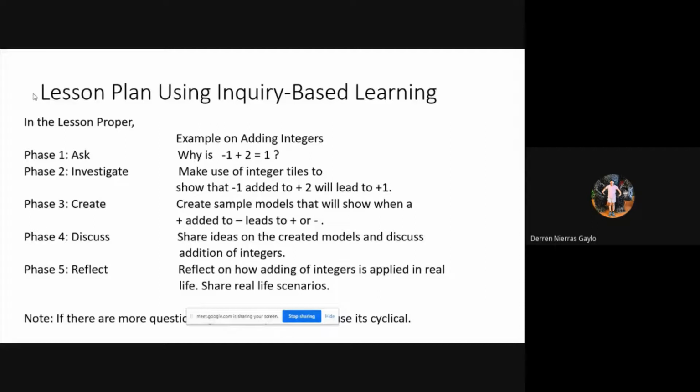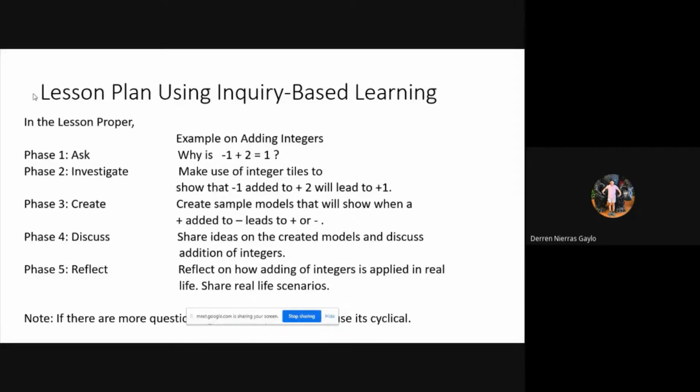Phase 3, create. So allow students to create sample models similar to the integer tiles that we had in the investigate part. That will show when a positive number added to a negative number leads to a positive or a negative number. If the positive number is bigger than the negative number, then is the answer positive or negative? Something like that. So they should show models to generalize something.